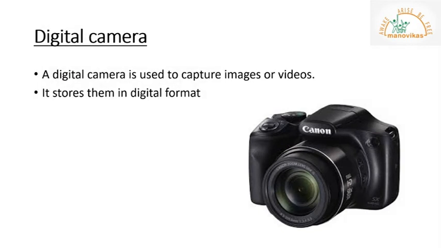Next we have a digital camera. Now a digital camera is used to capture images or videos and store them in digital format. It displays the captured images immediately on screen. The images or videos captured through this digital camera can be transferred to the computer and you can do editing or modification, and the images can be printed on paper whenever you wish.